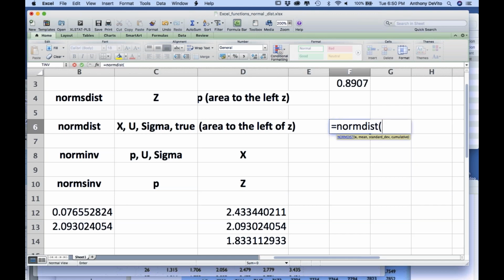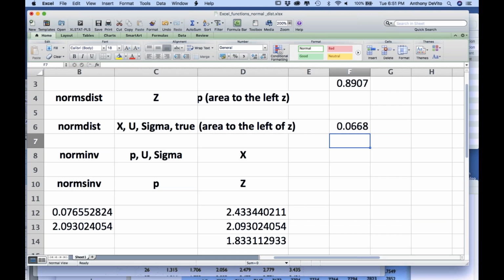So I'm going to put that in here. 85, X, 100. Our standard deviation was 10, and cumulative is going to be true. Okay, I'm going to hit enter, and it gives me an area of 6%. So 6% of the population has a blood pressure below 85.